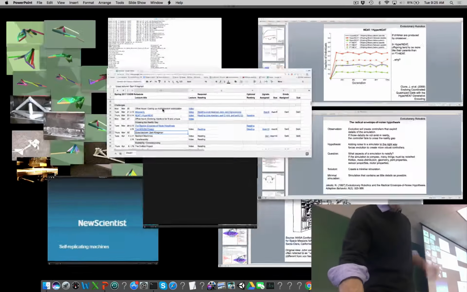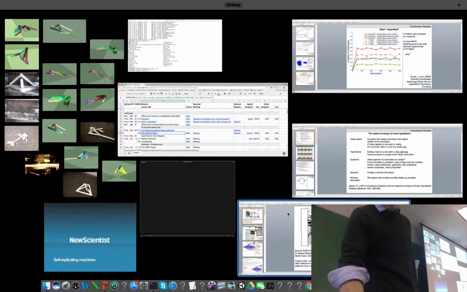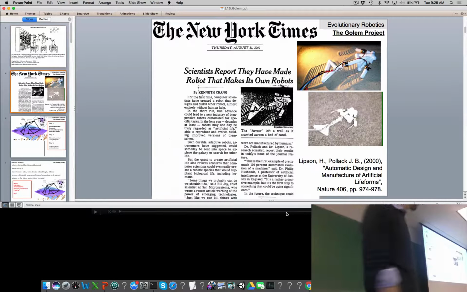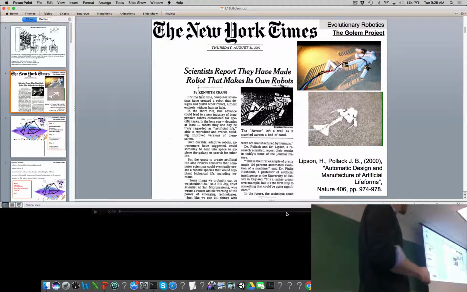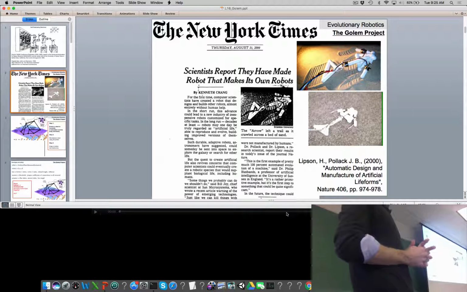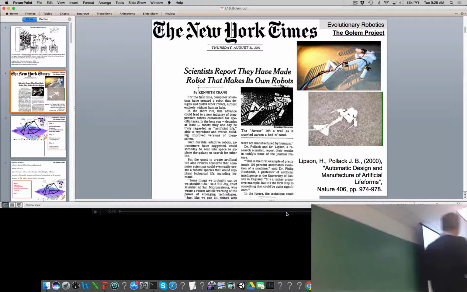So let's move on now from the radical envelope of noise hypothesis to the Golem project. This turned out to be a pretty famous experiment. Let me actually start with slide number two here. This was published in Nature magazine, the worldwide preeminent scientific magazine out there. It was picked up by the New York Times and was one of very few scientific experiments to make it to the front page of the New York Times. This is the one and only evolutionary robotics experiment to ever make it to the front page of the New York Times. So everyone in the field is very proud of this experiment.